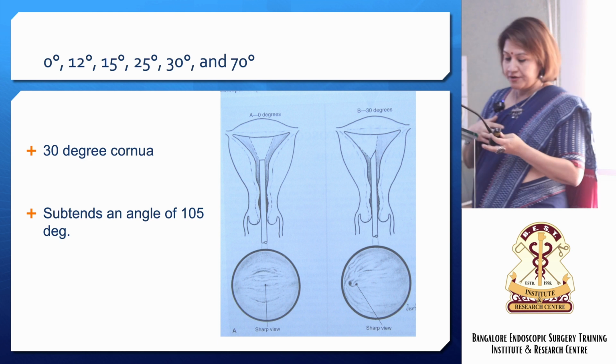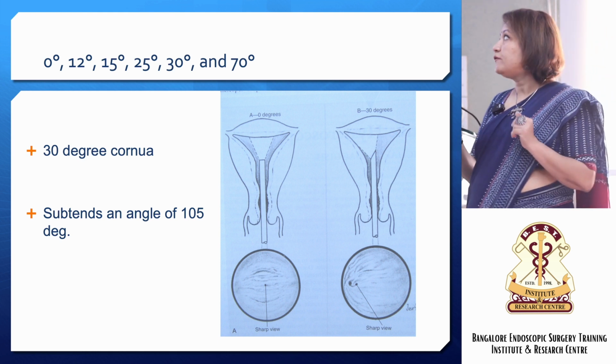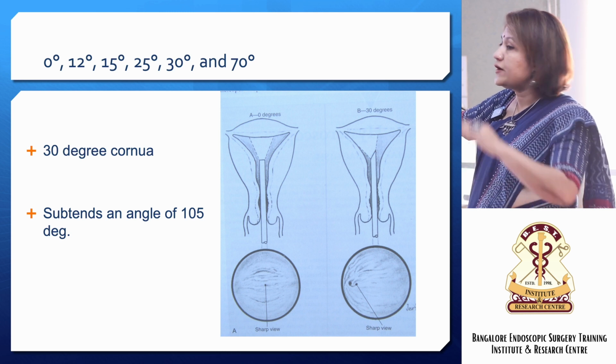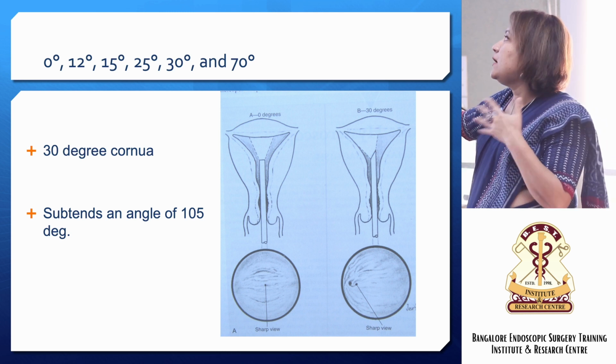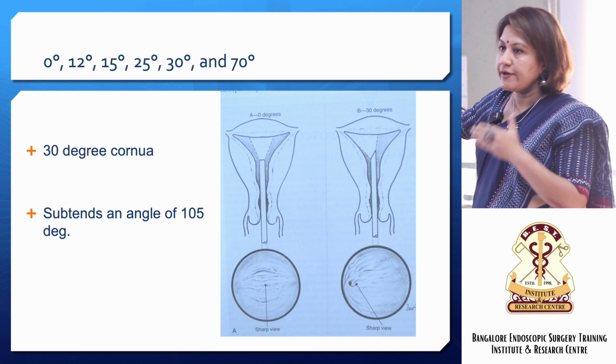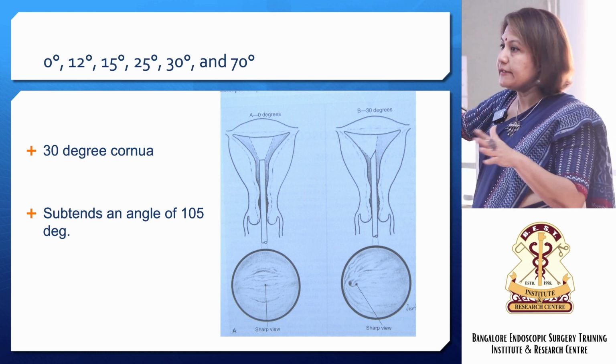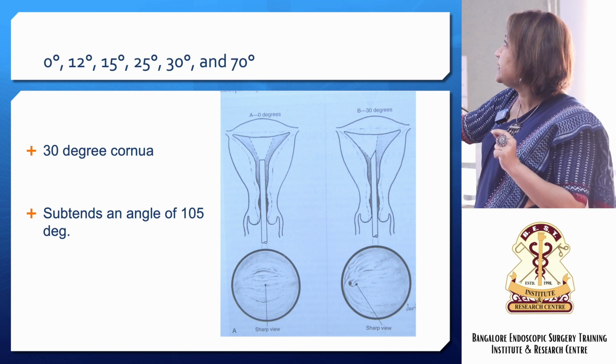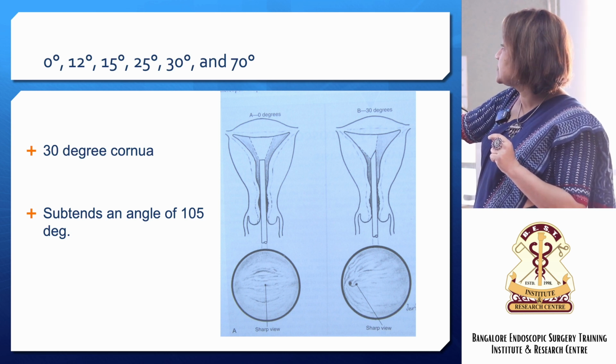Now what's important is that all of us should be aware, whether it's a laparoscope or a hysteroscope, of what angle it subtends. What's available for us in laparoscopy is 0 and 30 degree, and for most gynecologists we need a 30 degree telescope. Now for hysteroscopy there is a difference. Of course, for diagnostic a 30 degree is good.